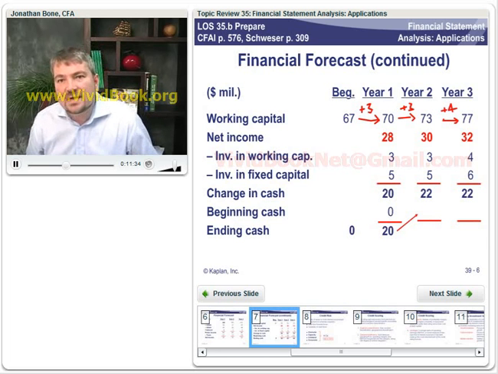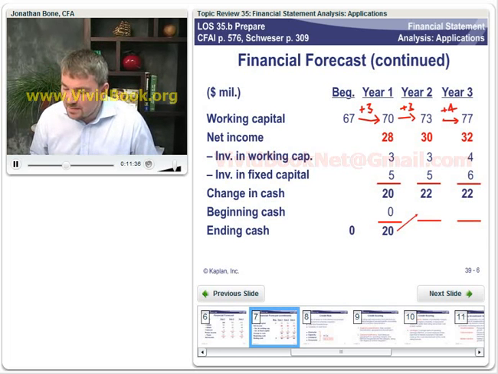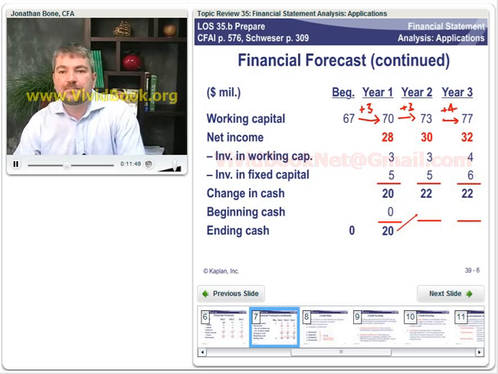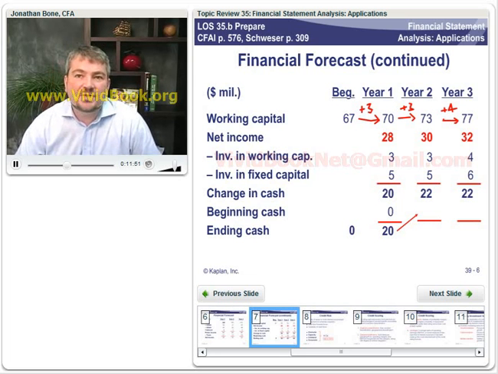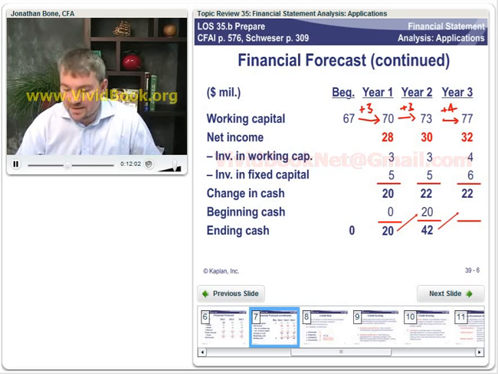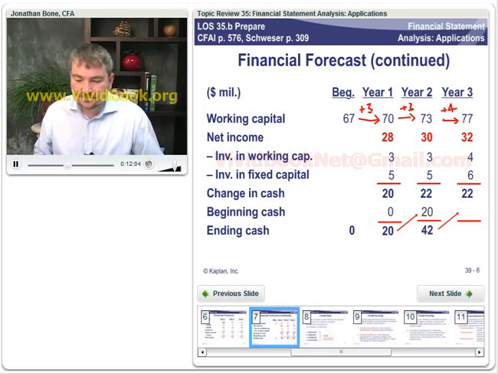Now, of course, our ending cash for year 1 is the beginning cash for year 2. So we're going to start with 20 for year 2, and remember, the interest expense that we saw on the previous slide is going to be 5% of that beginning cash. So 5% of 20, that gives us 1, which is why we saw interest receivable of 1 on the previous slide. So in year 2, we've got 20 beginning cash, add to the change in cash of 22, giving us closing cash of 42. And then in year 3, 42 plus 22 gives us a closing cash figure of 64.